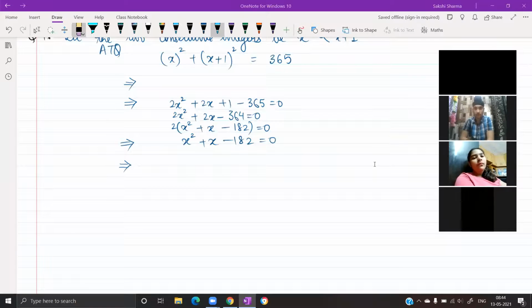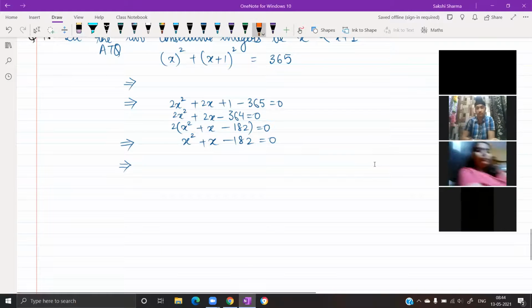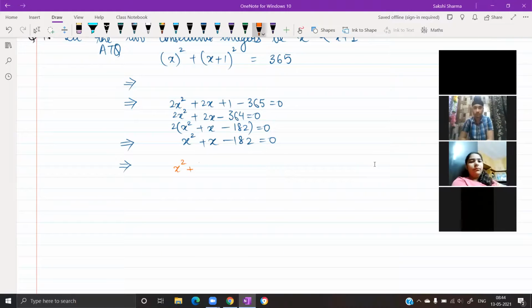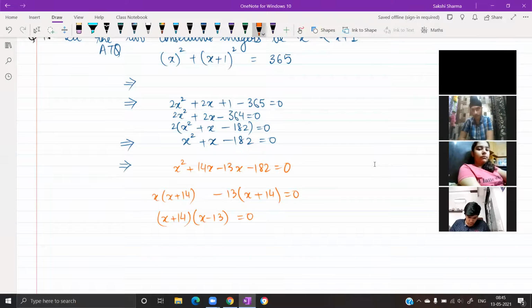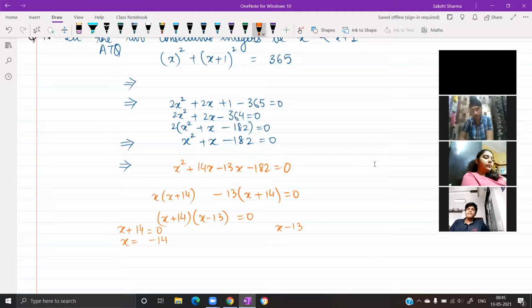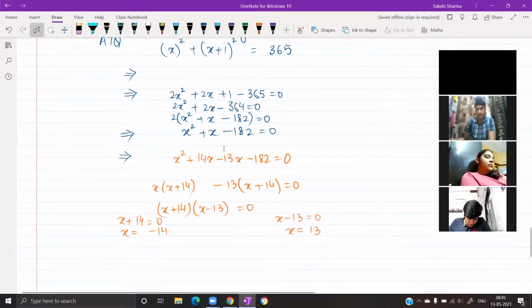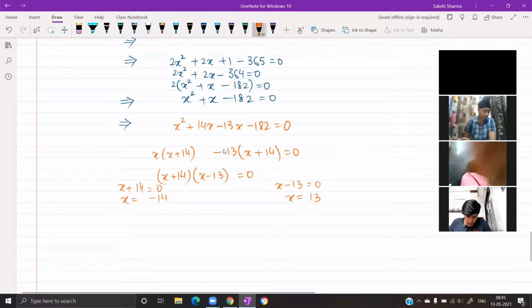You will have to only adjust the signs. Factors for 182 are 13 and 14. We require the middle term to be positive. So this is how you have done: x square plus 14x minus 13x minus 182. Regrouping from the first pair, x is common, from the second pair negative 13 is common. The two linear factors are x plus 14, x minus 13 equals to 0. Take each linear factor equal to 0, obtain the answer for x. So the possibilities that we have here are that x could either be equal to negative 14 or x could be equal to positive 13.